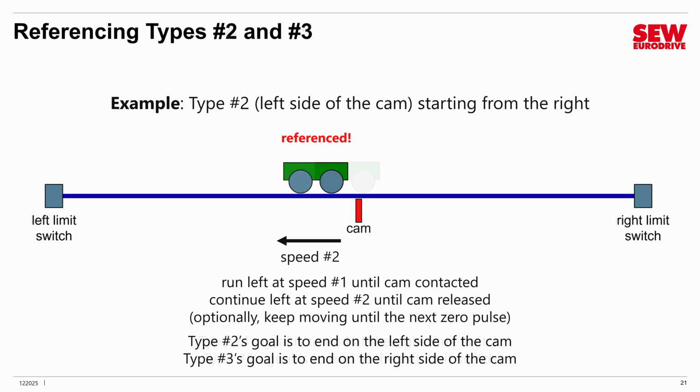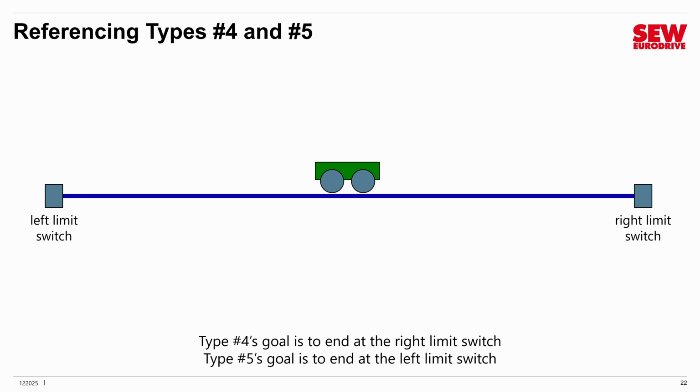Type 4 and 5 use the limit switch. Type 4 goes to the right limit switch, and Type 5 goes to the left. We'll do Type 4, we'll go to the right.